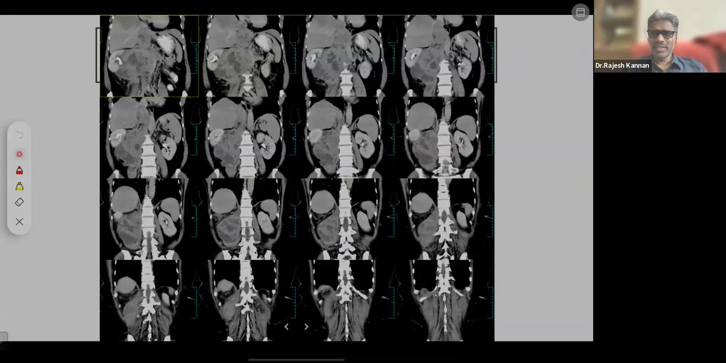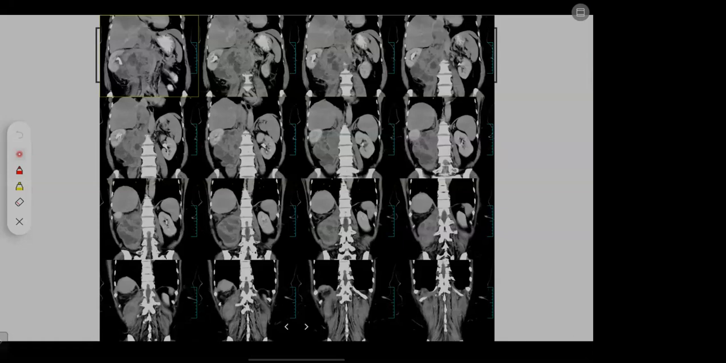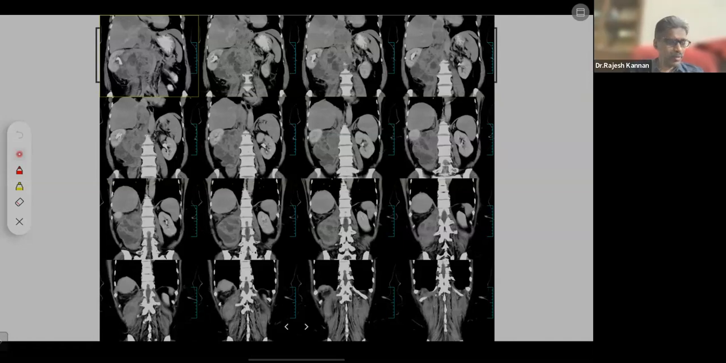So what is your more likely possibility with this? It points towards a retroperitoneal mass, because the epicenter of the mass you can see here, the bulk of the mass is mostly there. Okay, so what are all the common retroperitoneal masses?